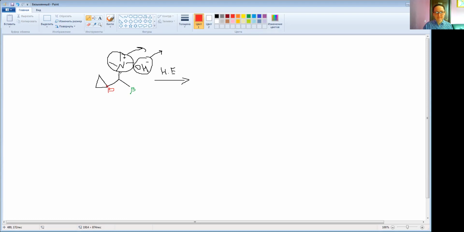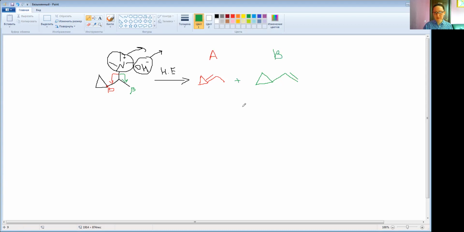So this shared pair of electrons can be transferred here, and as a result we have a structure like this, where a double bond will be formed. But this shared pair can also be transferred to here. In this result, we have all single bonds in the cycle, and the double bond will be here. So we have 2 products in this case, product A and product B.